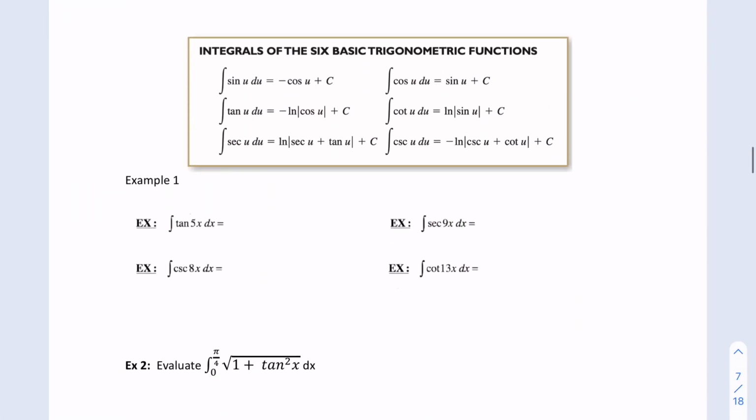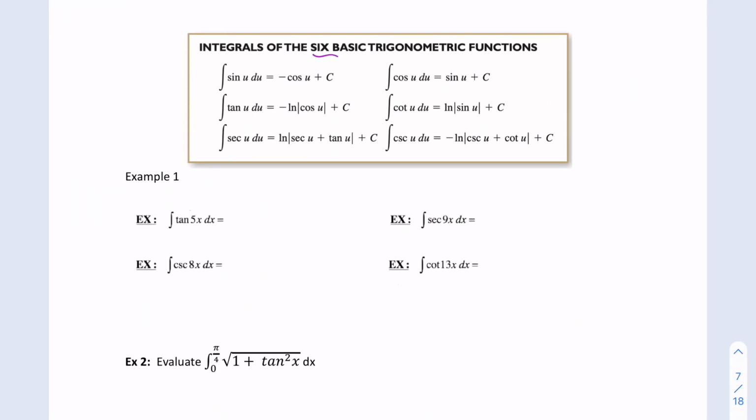Now let's have a look at the integration of some basic trig functions. Integration of sine gives us negative cosine. Integration of cosine gives us sine. We are very familiar with these two. However, integration of tangent gives us negative ln cosine of u, and integration of cotangent gives us ln sine of u. Everybody look at these 6 formulas carefully. Then we are going to practice the problems using these formulas.